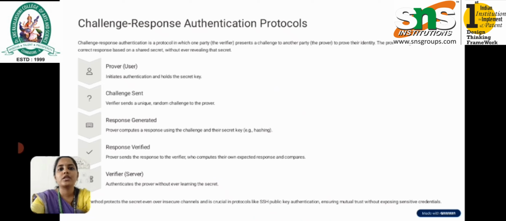The challenge-response authentication protocol involves a prover and a verifier. The prover initiates authentication and holds the secret key. Challenge: the verifier sends a unique or random challenge to the prover. Response generated: the prover computes a response using the challenge and their secret key. Response verified: the response is sent to the verifier, which computes the expected response and compares it. The verifier authenticates the prover without ever learning the secret.